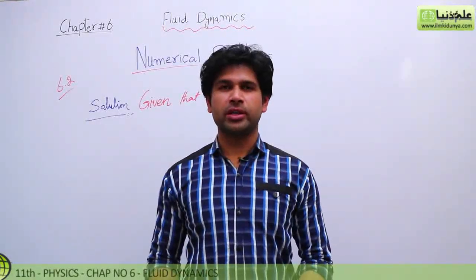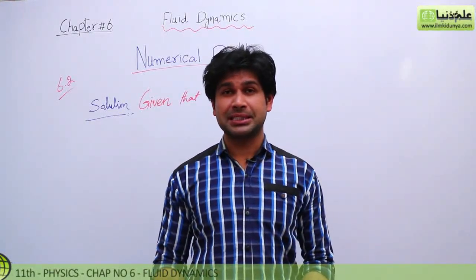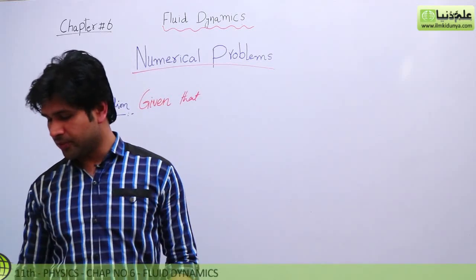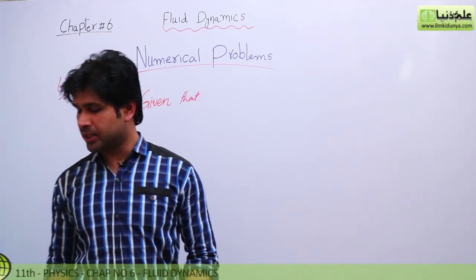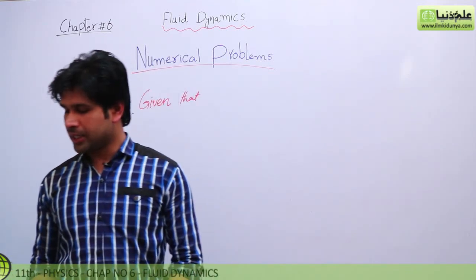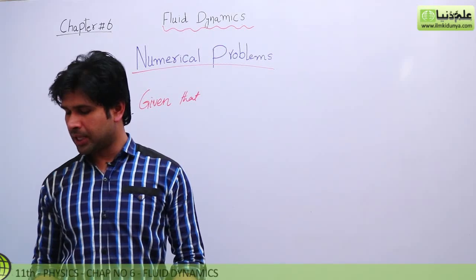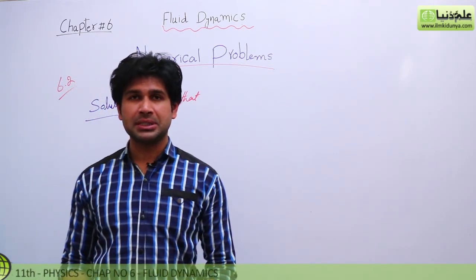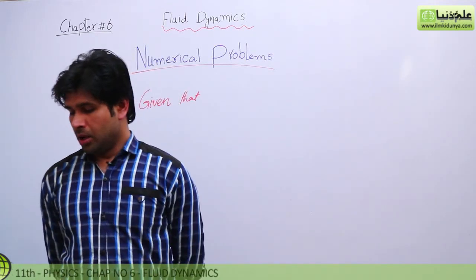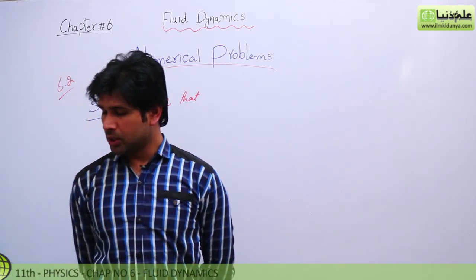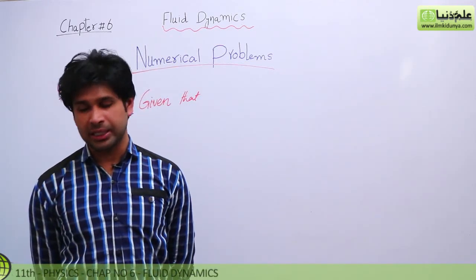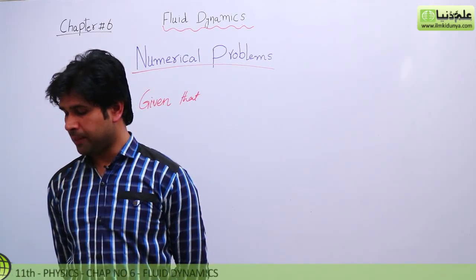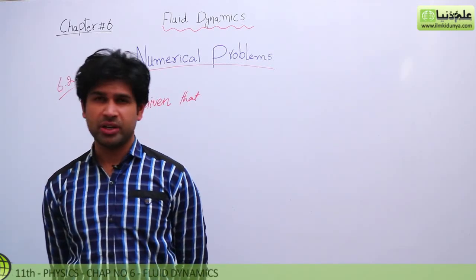Dear learners, now we are going to solve your next numerical problem of chapter number 6, which is 6.2. The statement of this numerical problem in your textbook is: water flows through a hose whose internal diameter is 1 centimeter at a speed of 1 meter per second. What should be the diameter of the nozzle if the water is emerging at 21 meter per second? I will repeat. Water flows through a hose whose internal diameter is 1 centimeter at a speed of 1 meter per second. What should be the diameter of the nozzle if the water is emerging at 21 meter per second?